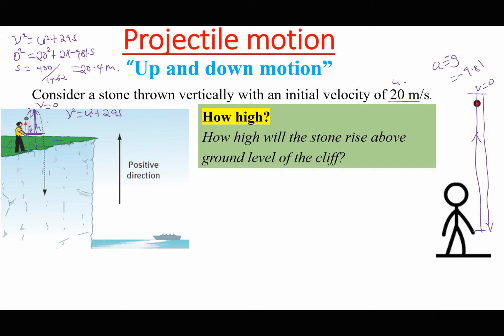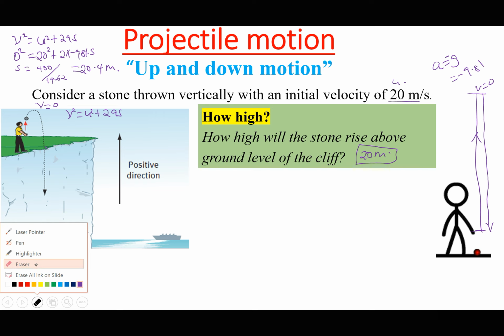So how high does it rise? How high will the stone rise above the ground level of the cliff? Assuming it is projected from the ground level of the cliff, then the stone must rise 20 meters upwards before it starts falling again. So if we assume it has been projected from the ground level of the cliff, then it should rise 20 meters to the highest point before it returns. But of course, it could be projected from a certain height, which I may not want to consider at this point. Let us assume the person projecting the stone upwards projected it from the ground level of the cliff.